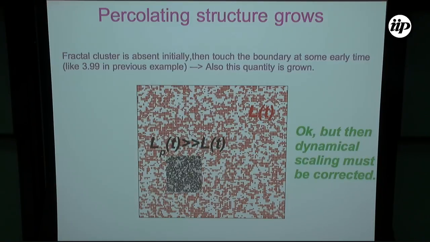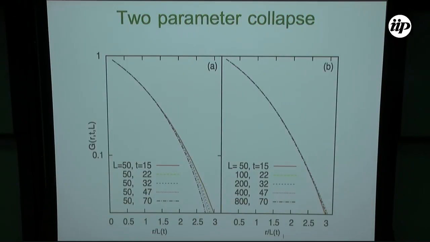Okay, but this implies that dynamical scaling must be corrected, because dynamical scaling, remember, is the fact that you have only one length in your problem. Here you have two. And in fact, if you do accurate numerical simulation, on the left part of this picture you can appreciate that, as I said before, if dynamical scaling is true, when you plot against this quantity, you should get a perfect collapse. But actually, it is not very good here. This is because you have this extra length, L of p, which I was talking about before.